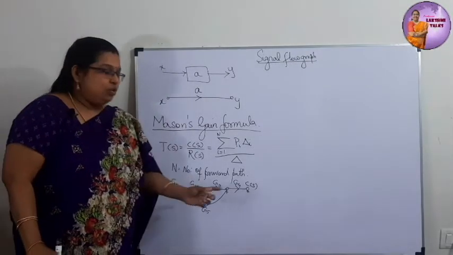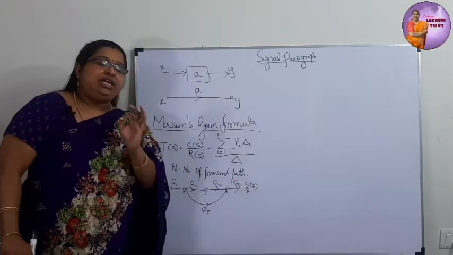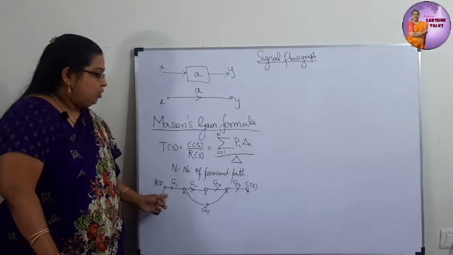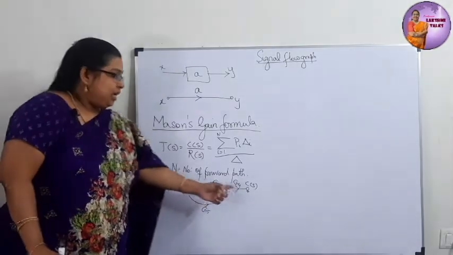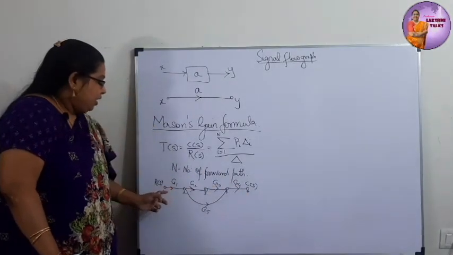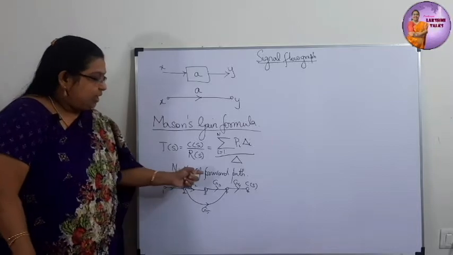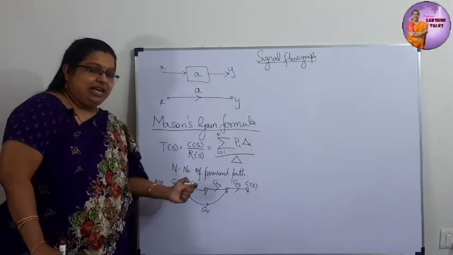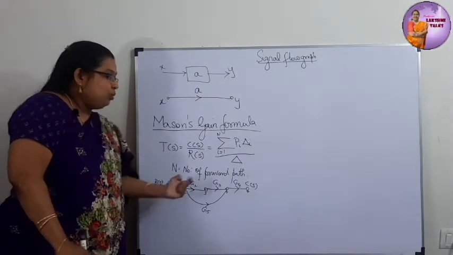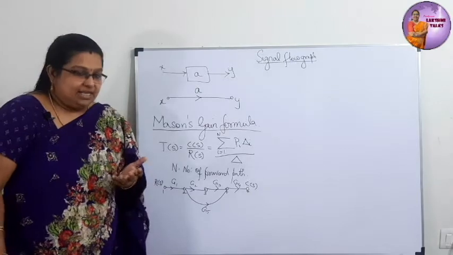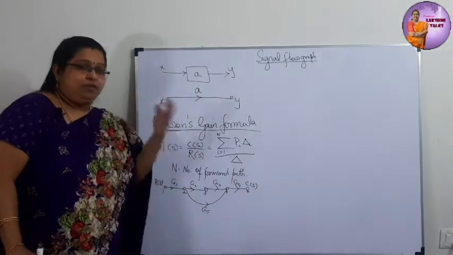And what is the output node? The output node is a node which has only incoming branches. So input node is a node which has only outgoing branches and output node is a node which has only incoming branches. To find the number of forward paths, we have to see how many ways there are to move from the input node to the output node.